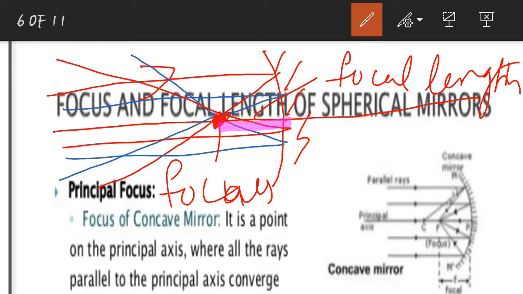So here in a concave mirror, the focus is a real focus. It is a real focus, which means we can capture it on the screen. Real focus means we can capture it on the screen. Clear?